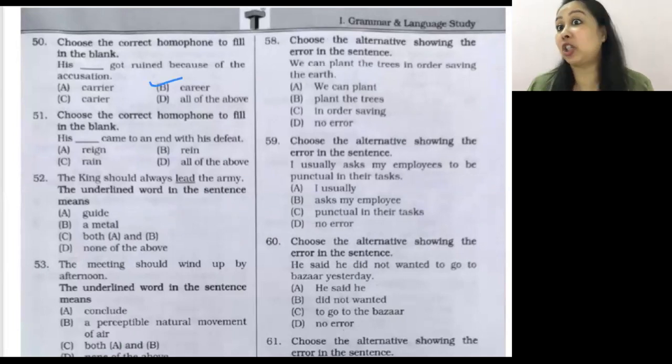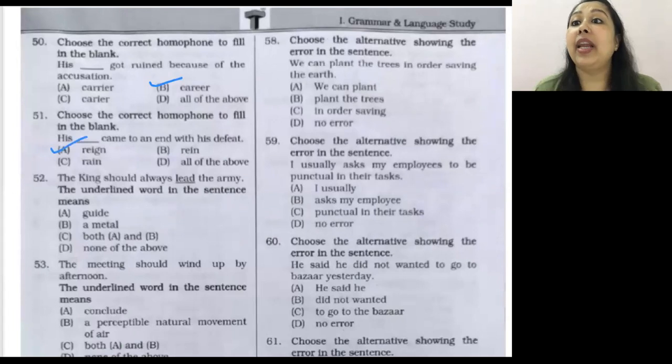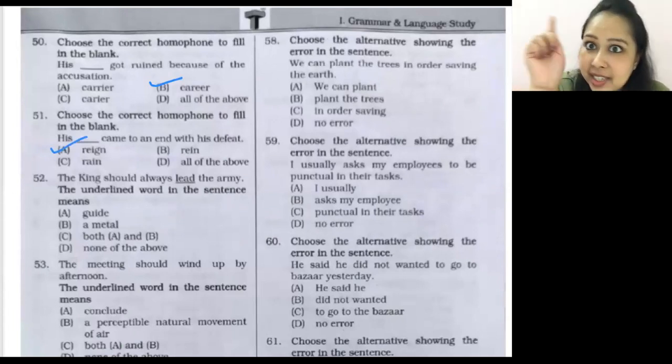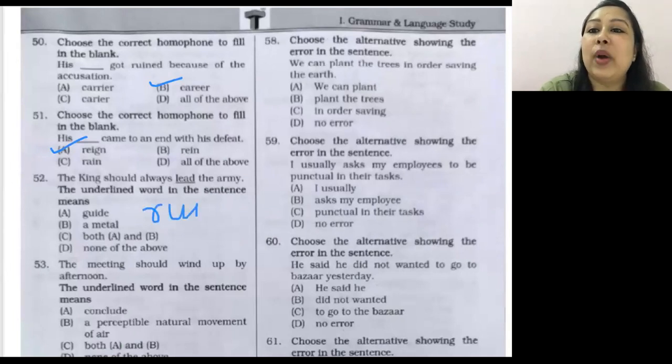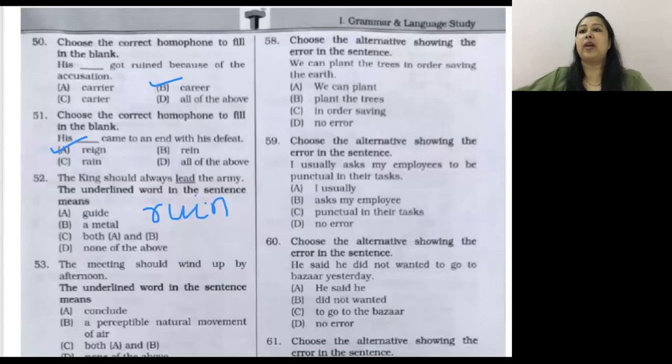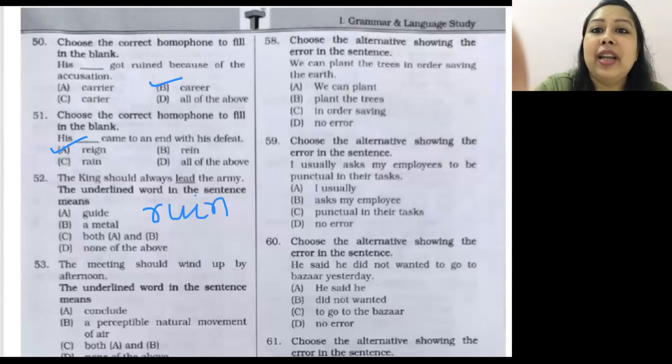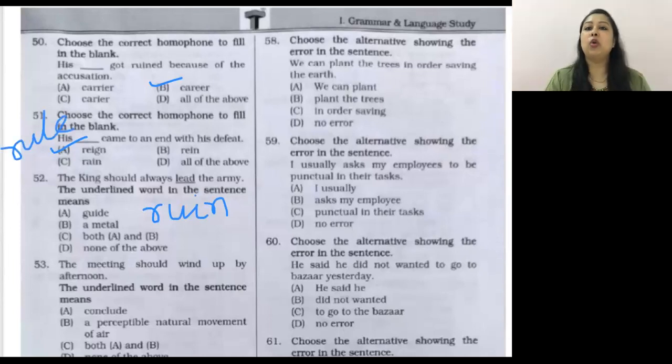51st, he dash. Okay, this is important. His dash came to an end. His reign. And this reign is rule. There is a similar word that students get confused with, which is ruin. Now, ruin is barbad ho jana, khatam ho jana, sab kuch tabah ho jana. This reign is rule. You rule over.